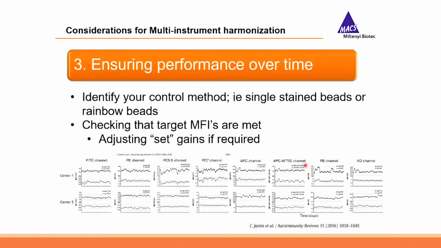Or you can use something like a rainbow particle. Checking that the target MFIs are met, and then adjusting the gains as required is really the next step in that process once you have identified the product that you want to use. The data down here is an example of a multi-peak bead that was used in a study to ensure that if we kept the gains constant throughout, that the MFIs that were recorded were consistent over time, and you can see kind of how that broke out over a number of different channels. The paper is mentioned here at the bottom.